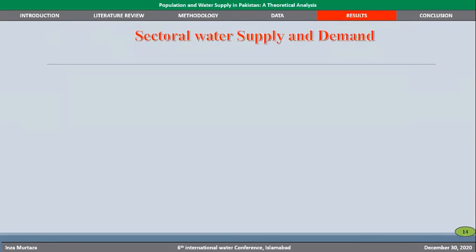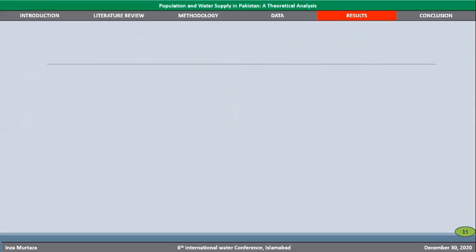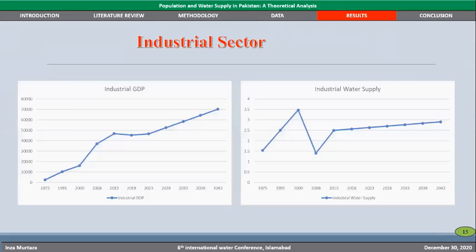Now we are moving towards sectoral analysis. Starting from the agriculture sector, the comparison shows the demand for water, as measured by agriculture GDP, increasing rapidly and agriculture water supply remaining almost stagnant. Government packages and policies for agriculture rarely mention the water issue. We have an inefficient irrigation system.